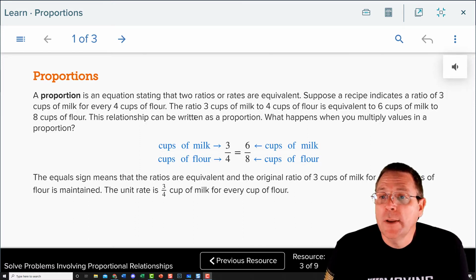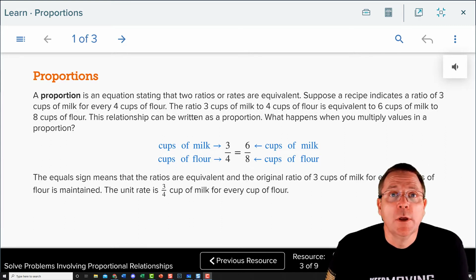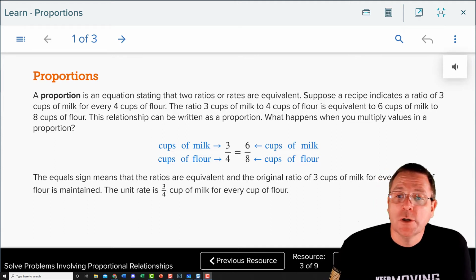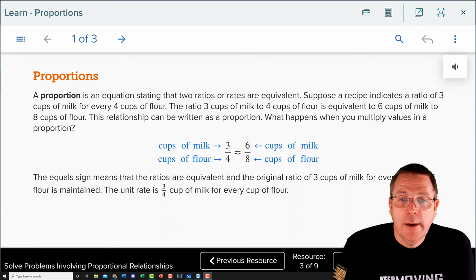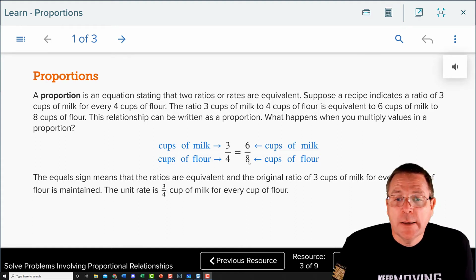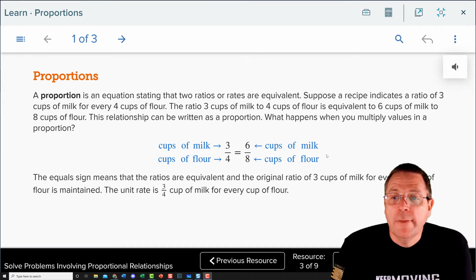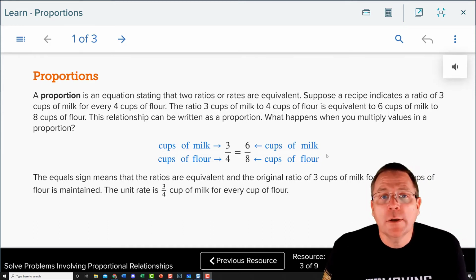Suppose a recipe indicates a ratio of 3 cups of milk for every 4 cups of flour. The ratio of 3 cups of milk to 4 cups of flour is an equivalent ratio to 6 cups of milk to 8 cups of flour. This ratio can be written as a proportion, and you can see that right here. What makes it a proportion? Because if we were to simplify 6 over 8 as a fraction, what would we get? 3 over 4. These are what we call equivalent ratios.